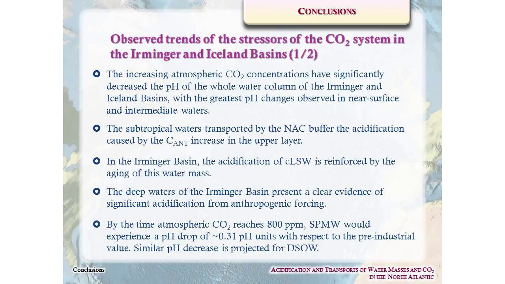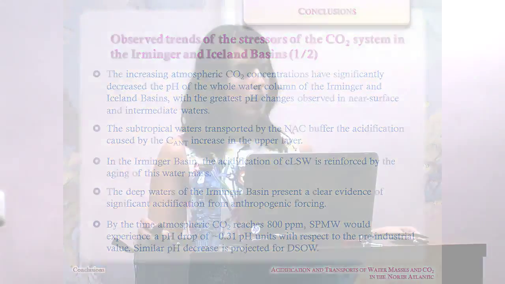We observed that the increasing atmospheric CO2 concentration has significantly decreased the pH of the whole water column of the Irminger and Iceland basins, with the greatest change observed in the near-surface and intermediate waters. Our separation of the pH changes into the anthropogenic and non-anthropogenic components tells us that the subtropical waters transported by the North Atlantic Current buffer the acidification caused by the increase in anthropogenic CO2 of the upper layer.